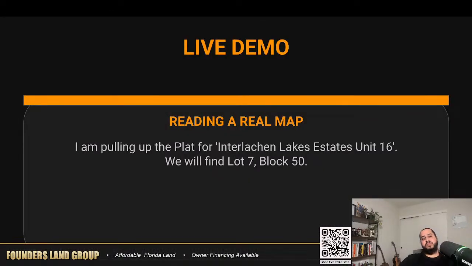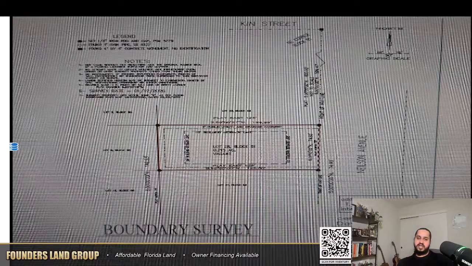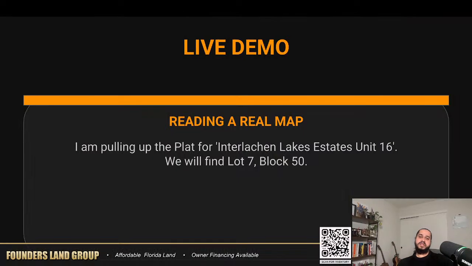So reading the real map, I'm pulling the plat map for Interlaken Estates. You will find lot 7, block 60. Again, this is reading it real time. This is how the plat map looks for the property I was discussing. And again, these are very key points for you to understand. But for the most part, the heavy lifting is done by surveyors.